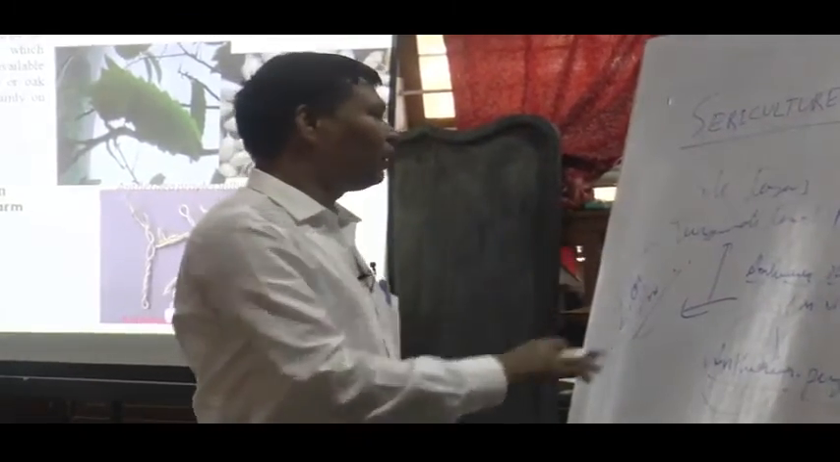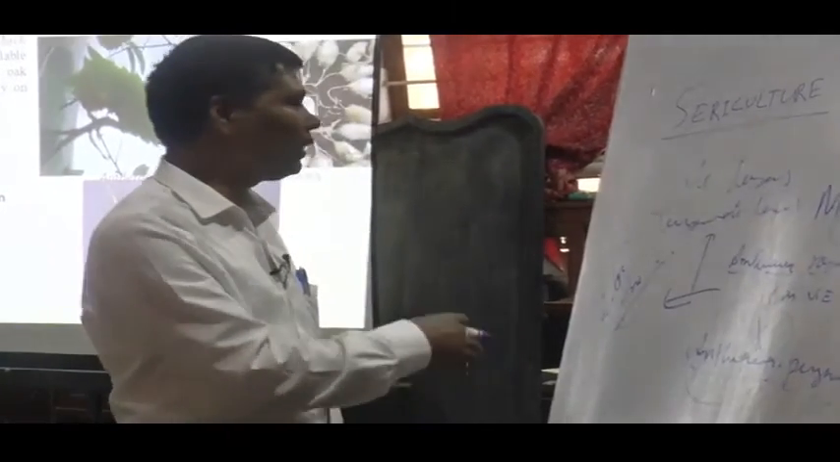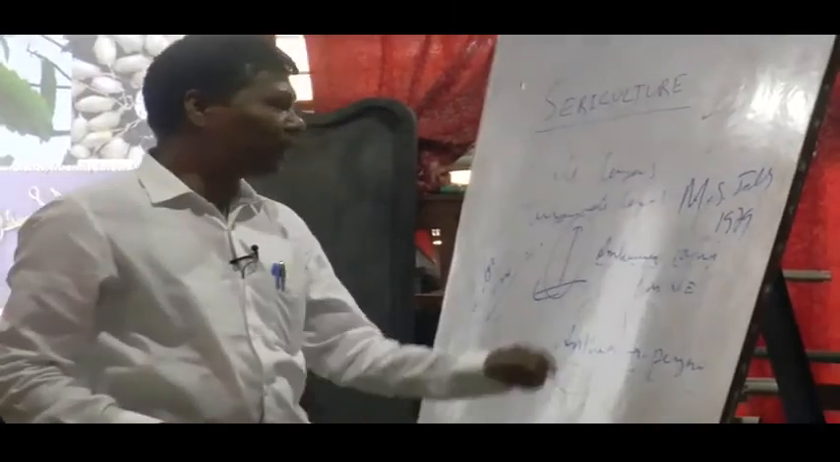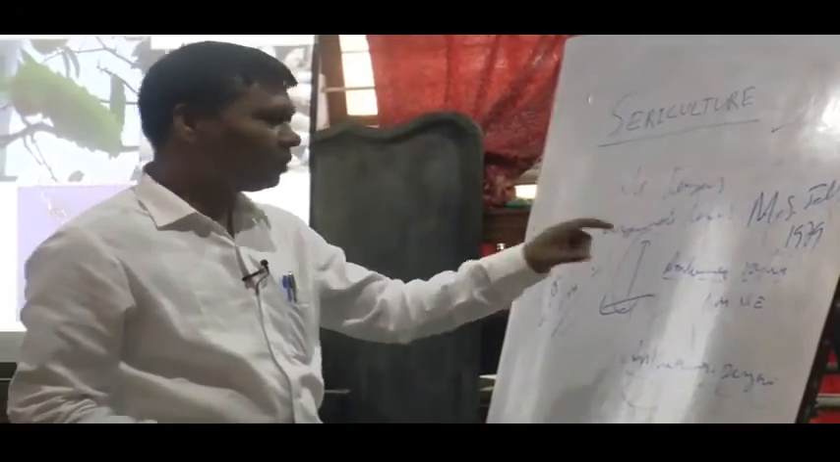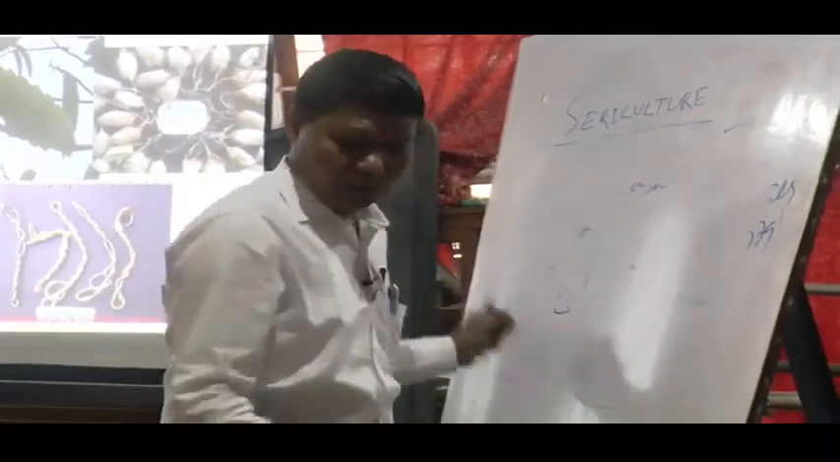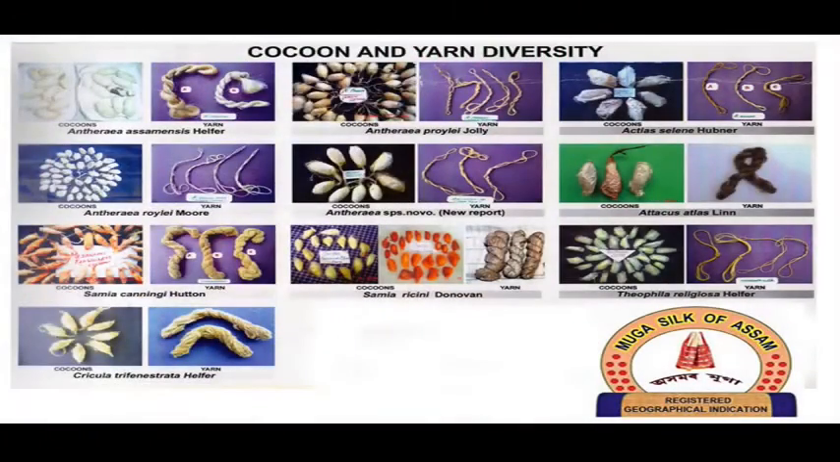This particular species is reared in our northeastern region, in Assam also, in different hill states, and especially Manipur, for production of tussar silk. So we have the cocoon and yarn diversity. Basically these are Antheraea assamensis Helfer.